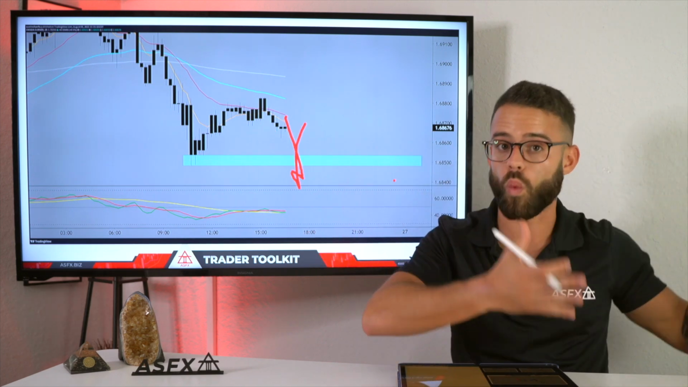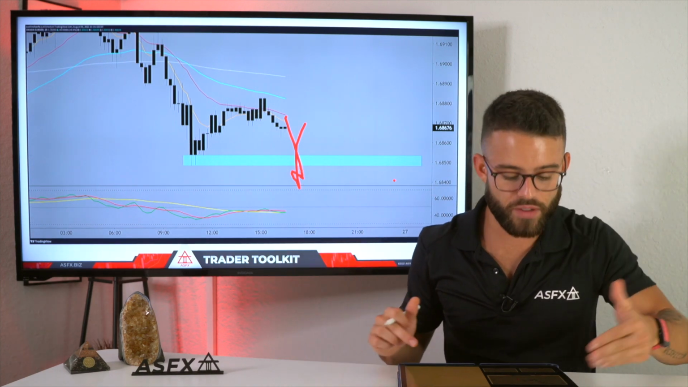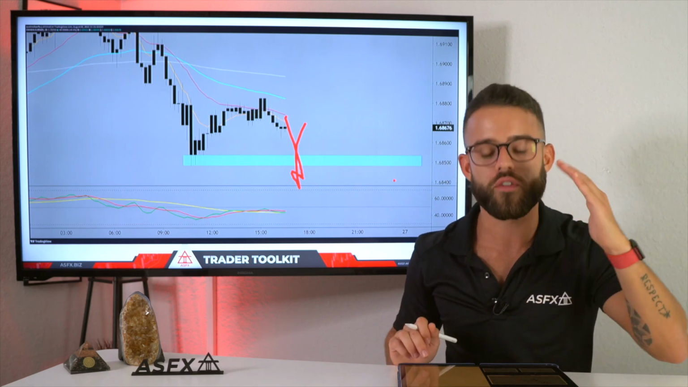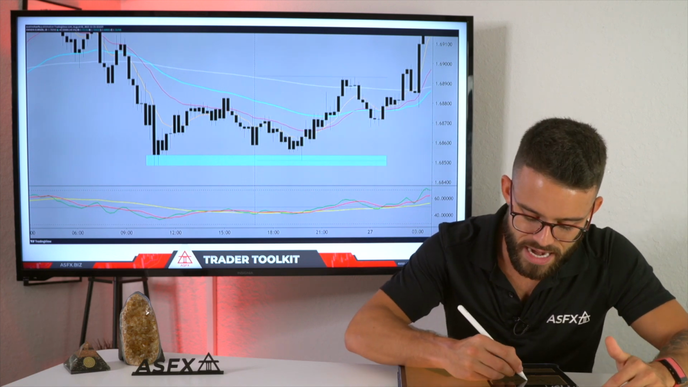So again, risk reward plays a factor in the entire picture, but the risk reward doesn't even matter if there's a zone in your way because it's blocking you from getting good risk reward. And what ends up happening with this? Look at what happens overnight. It never breaks that zone.